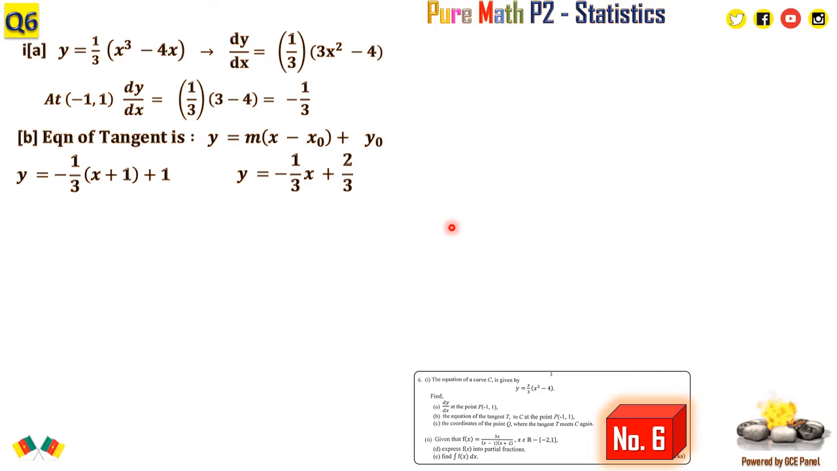Now for part C, to find the coordinates of the point Q, where the tangent T meets the curve C again. What does this tell us? It means they have already met before, because we have the tangent here. So they want us to find the other point where they meet again.